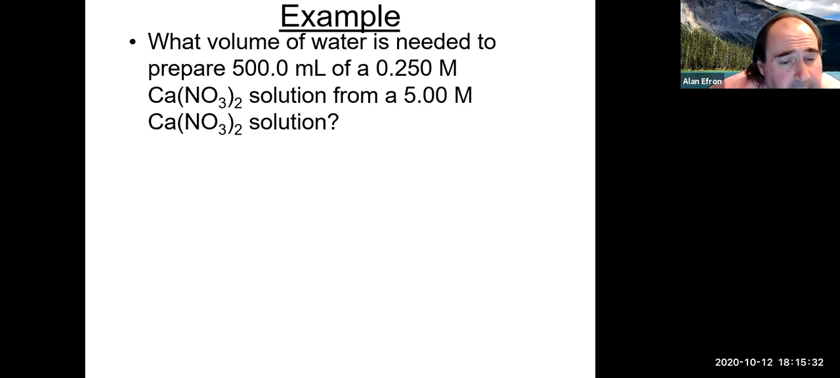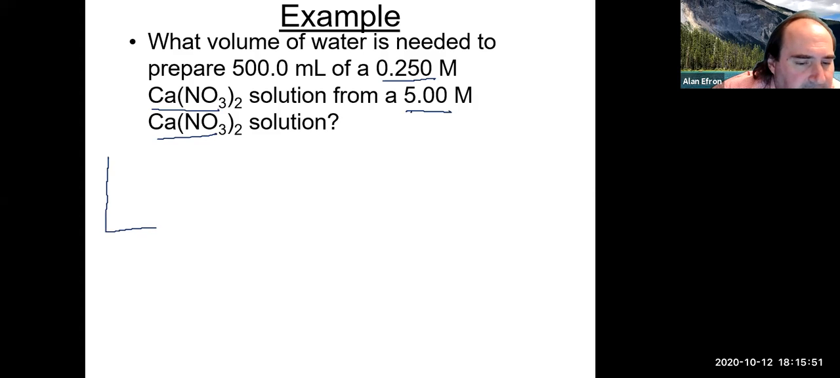Okay, so if we take the same idea here, we want to make a 0.25 molar solution of calcium nitrate from a 5 molar solution of calcium nitrate. Again, they're both calcium nitrate, no reaction happening here. So we have a 5 molar solution that's more concentrated. We have a bottle that is 5 molar.